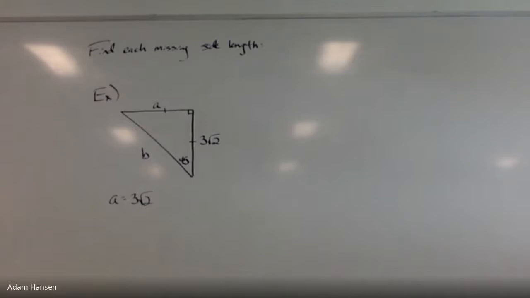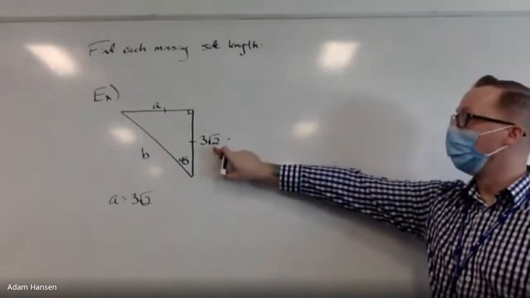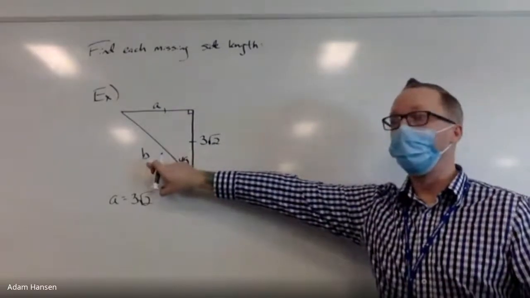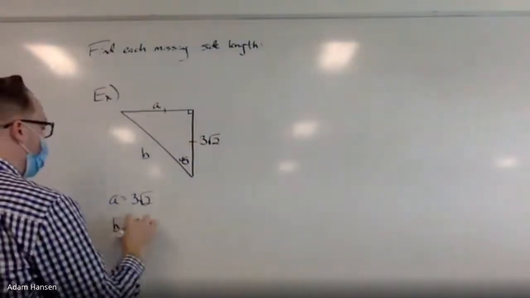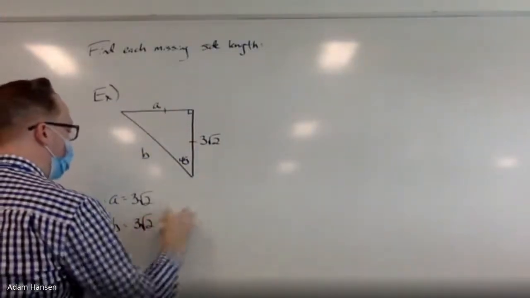Now the hypotenuse is going to be longer. What do I multiply the leg by to get the length of the hypotenuse? Square root of 2. I take 3 square root of 2 times an additional square root of 2 to find the length of the hypotenuse. B equals 3 square root of 2 times an extra square root of 2.